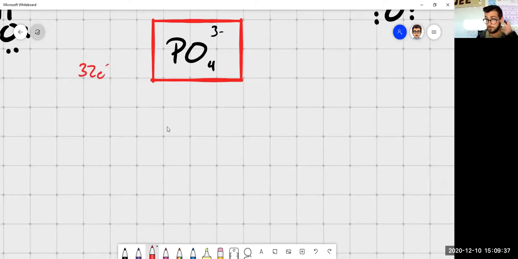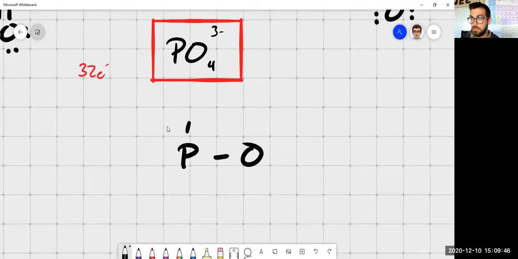Check my math there, but I'm pretty sure I'm right. All right, so let's break it down. We know we have 32 electrons needed here. We have phosphorus as our central atom. We know that oxygen is going to have 4 electrons around it.